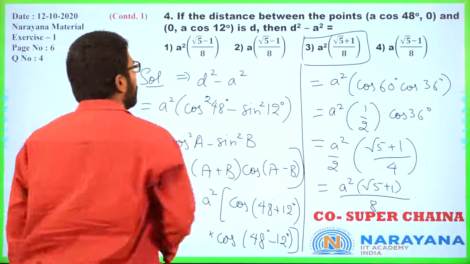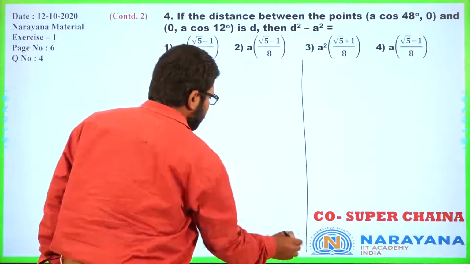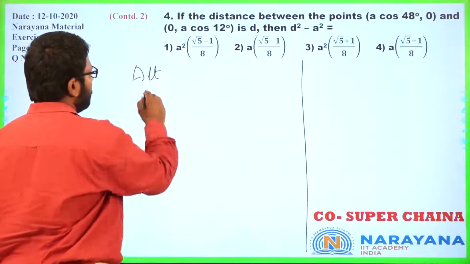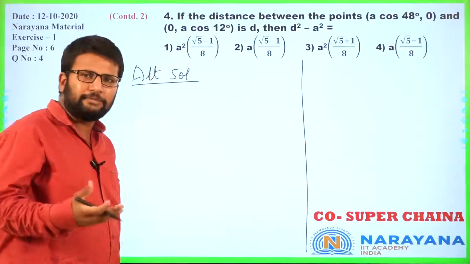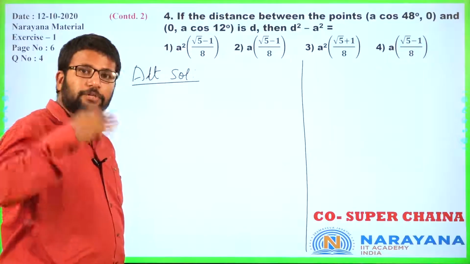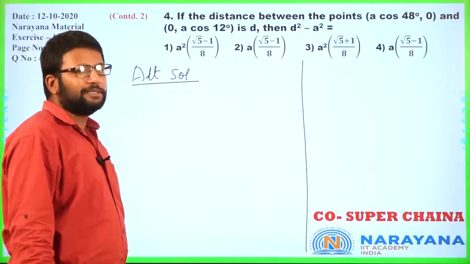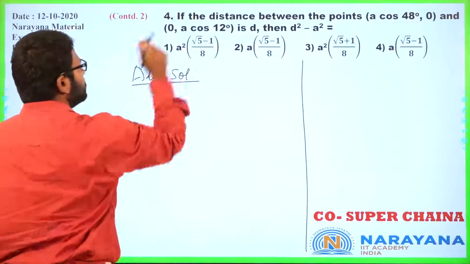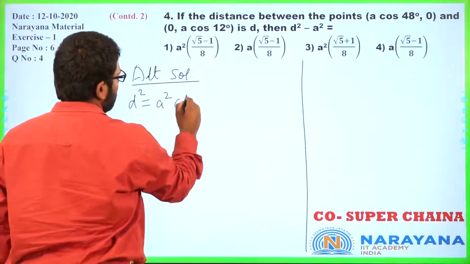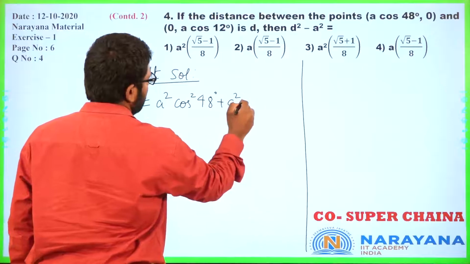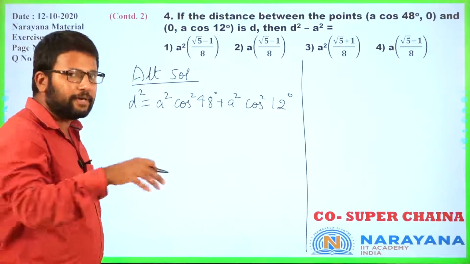Got it? Okay. Now, what if it doesn't occur to you that you have to apply this formula, cos square A minus sin square B? Because many times in trigonometry it doesn't occur, because there are so many formulae, you don't know which formula to apply, right? So there is something slightly different that you could do, alright? So we already know that D square is A square cos square 48 degrees plus A square cos square 12 degrees, right? So you could go in a slightly different direction.